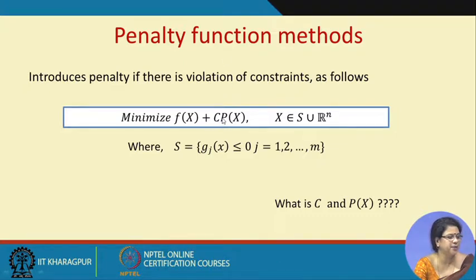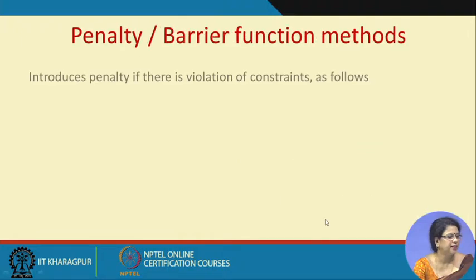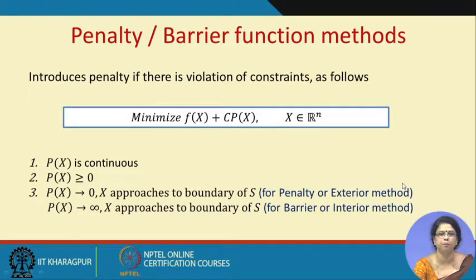Now as I said, p is a function of g_j(x). That is why the value of p(x) will depend on the value of x, whether it is within S or not. That is why next we are finding out the properties of p(x). Now in literature it has been said that if we have a nonlinear programming problem, we convert it to an unconstrained optimization problem with inclusion of the penalty function as well as the constant c.